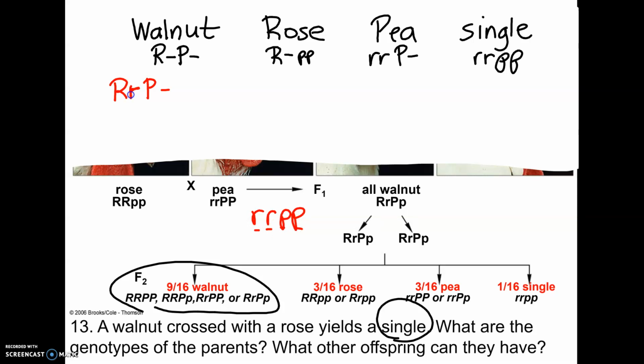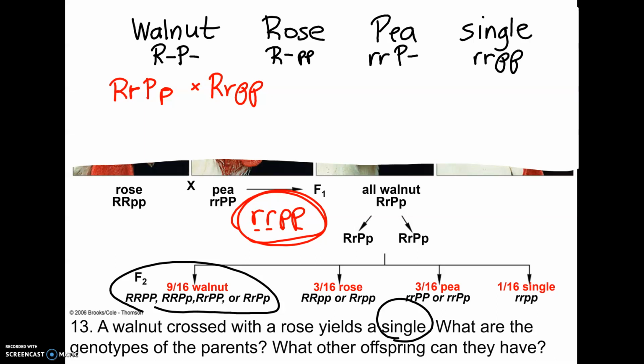So our first parent that has the walnut has to be this: big R, big P, little p. It also says the other one is rose. If we look at the code for rose, rose can be big R anything, little p, little p. But we just said that their first offspring is little, little, little, little. So again, we know that that second R has to be little. So this would be our original parents.